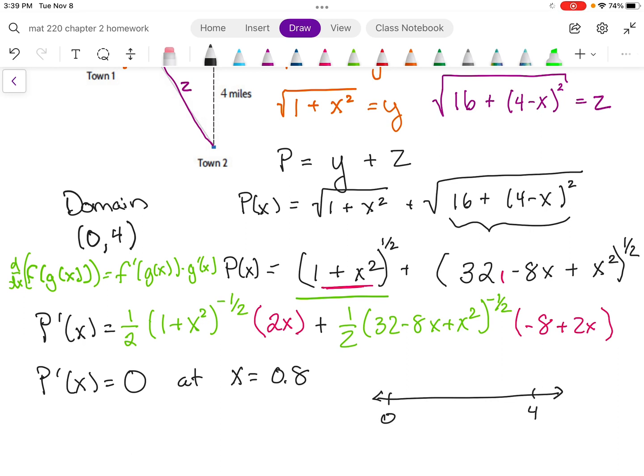and I can show off my sign chart that I've checked. That value does fall between 0 and 4, and before that value my derivative p prime is negative, and after that value it's positive. So my function goes from decreasing to increasing. So yes, I have a minimum, which is what I'm looking for, that occurs at this particular point.